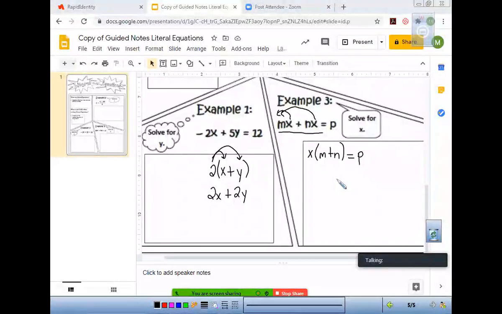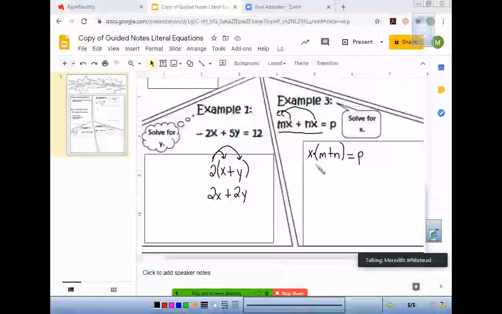Because remember, I only want to have one of those x's to be able to solve for it. Now this is x times m plus n. If I want just the x on this left-hand side, how can I get rid of the m plus n? Remember, that's a whole group. It goes all together. It is x times that.